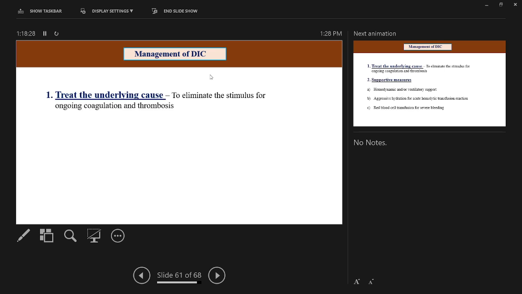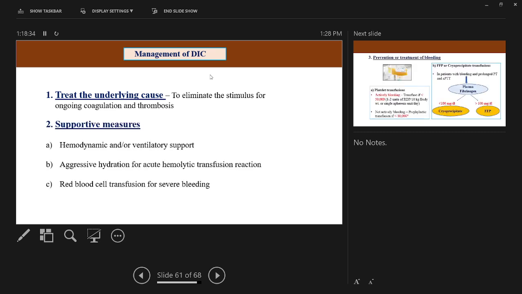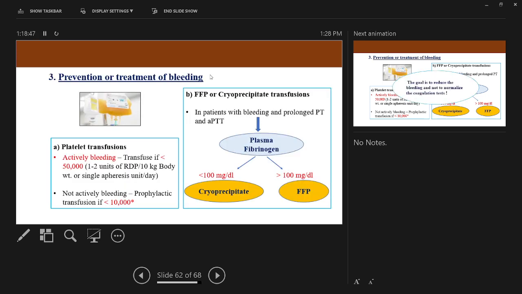So, in the management of DIC, the first and foremost step is to treat the underlying cause to eliminate the stimulus for ongoing coagulation and thrombosis. The supportive measures have to be taken before doing definitive management: hemodynamic and ventilatory support, aggressive hydration for acute hemolytic transfusion reaction, and RBC transfusion for severe bleeding. Also, for the prevention or treatment of bleeding, platelet transfusion can be done when the patient is actively bleeding with a platelet count of less than 50,000.